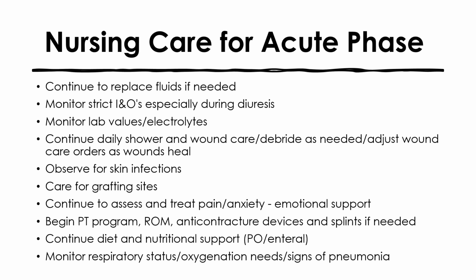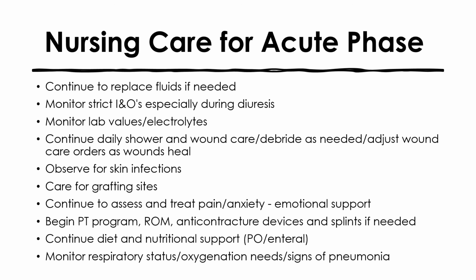It's really important to begin the physical therapy program. Continuing range of motion, we want to prevent any contractures from happening. Also providing any anti-contracture devices, especially preventing any foot drop, and providing any splints. The patient may need boots or splints just to help with any contractures. Range of motion helps with that as well.